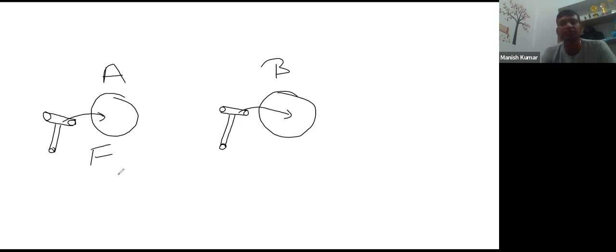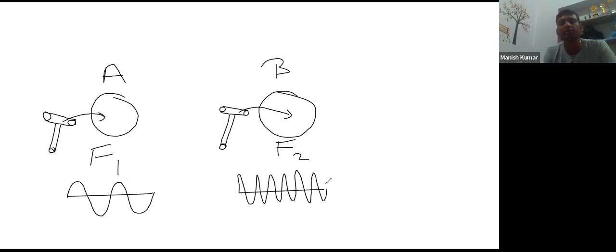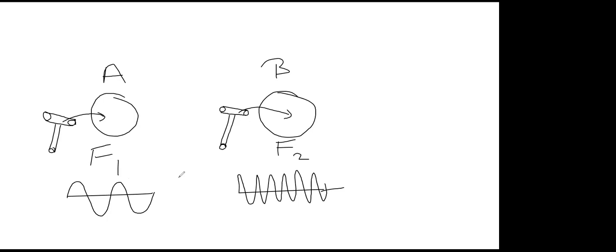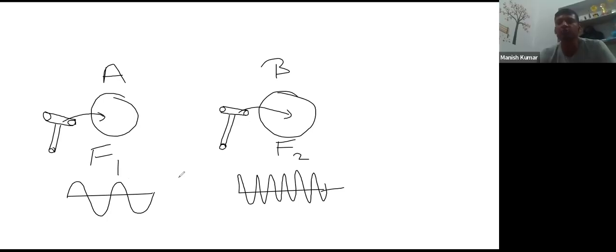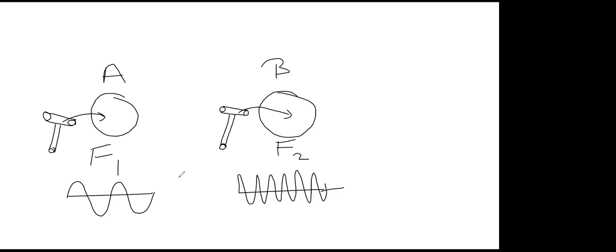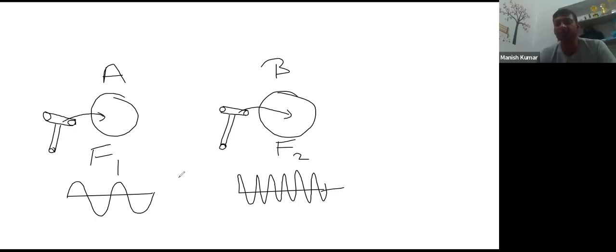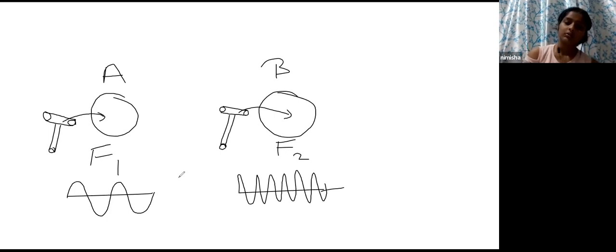Here the frequency is different, which is F1. Here the frequency is different, which is F2. Here maybe the wave is like this, and here maybe the wave is like this, isn't it? So why does it occur? Naman, can you tell me why different sounds are produced when we use the same hammer? Just the objects are different. Because of the different properties of different objects. So materials, different materials have different properties.